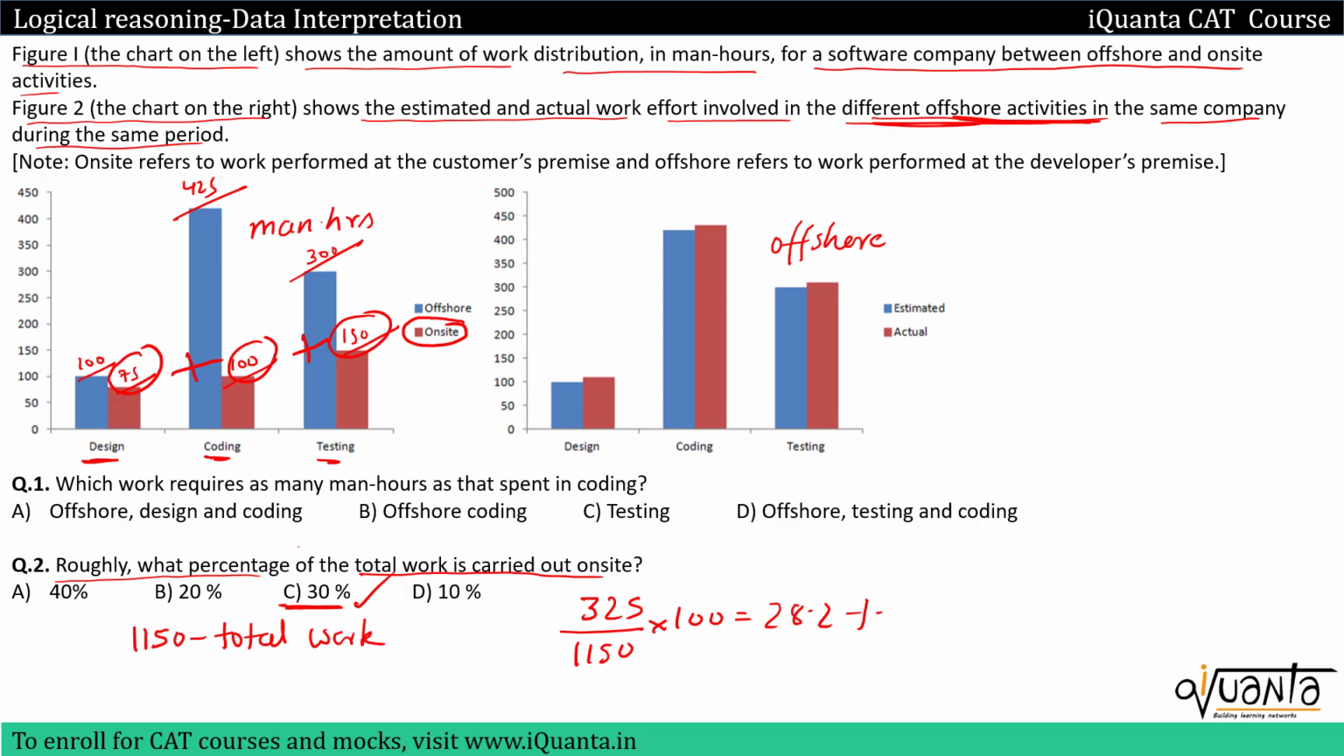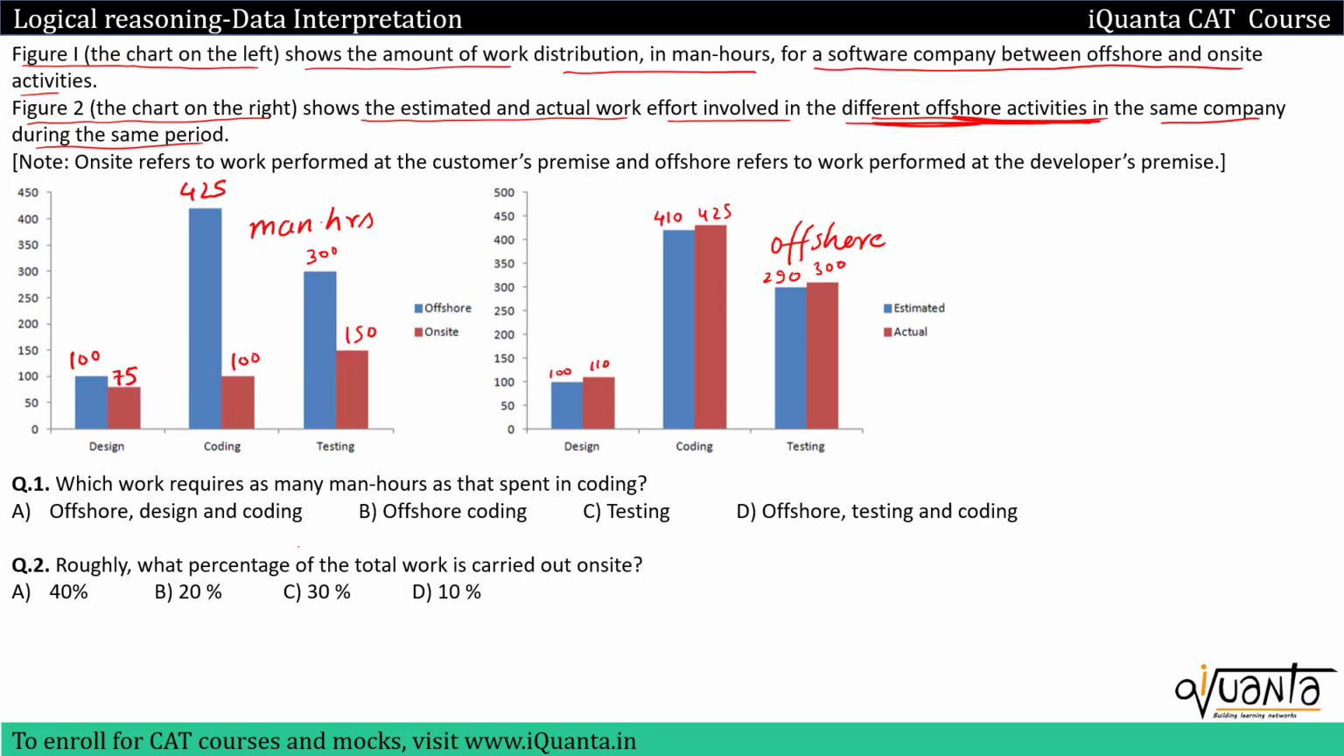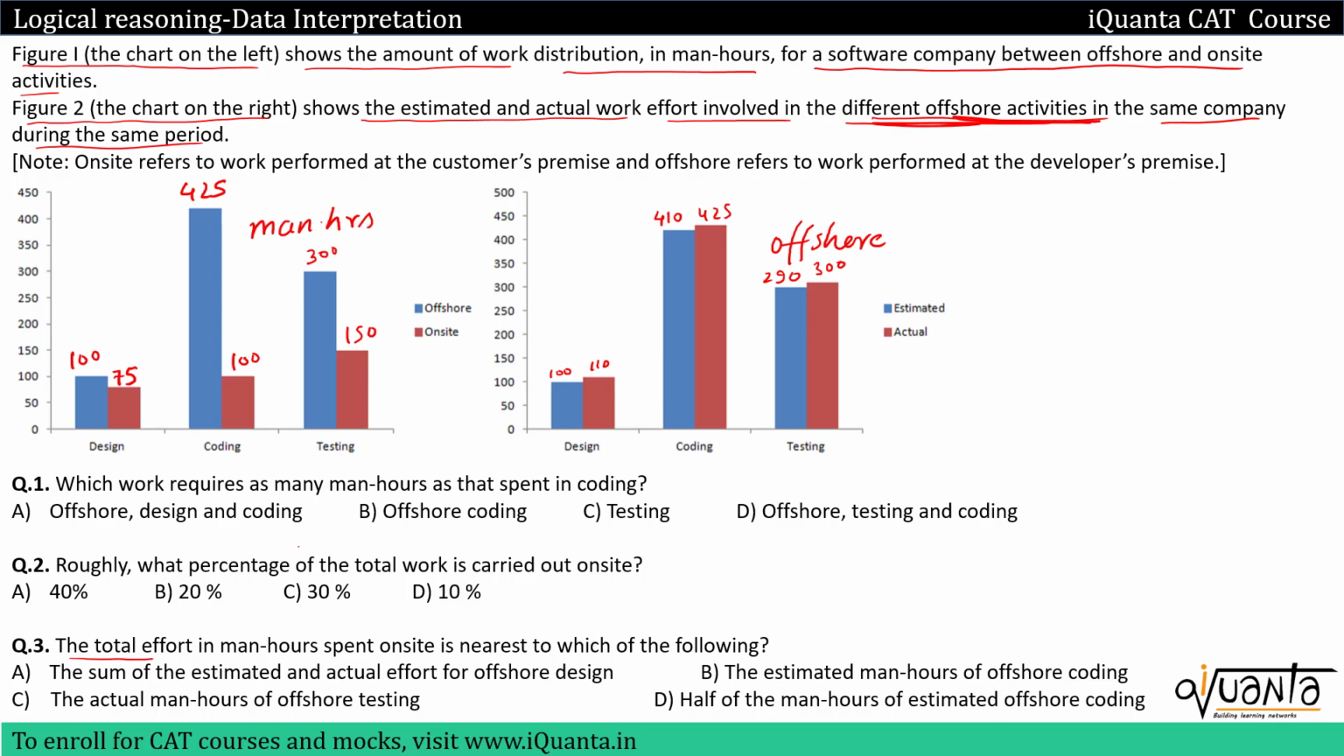Let's solve the next question now. So the third question is: the total effort in man hours spent on site is nearest to which of the following? We are talking about on site, so we'll be taking data from the first chart. We'll add all the red quantities: 75, 100, 175 plus 150, 325. So on site it is 325 total. We'll check which one is closest to 325 using the options. First option is the sum of estimated and actual effort of offshore design. So for offshore design, we'll use the second graph.